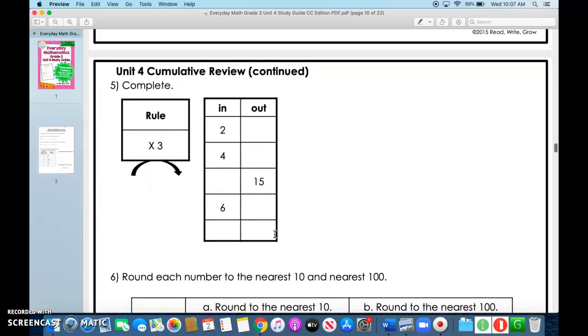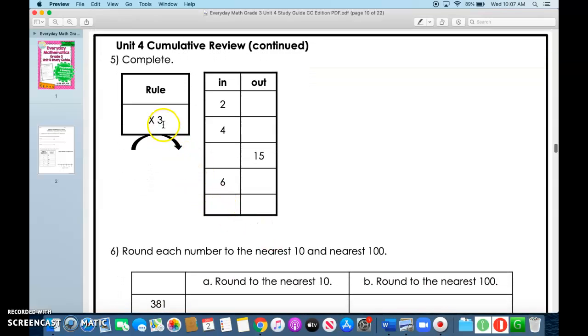Then number 5, there's the rule. So a number comes in at 2, you're going to times it by 3 and put the answer here. A number comes in at 4, you're going to times it by 3, you put the answer here. Something times 3 is 15. 6 times 3 is what? And then you make your own number, hopefully 10 or below, that they haven't used. Something times 3 is what?